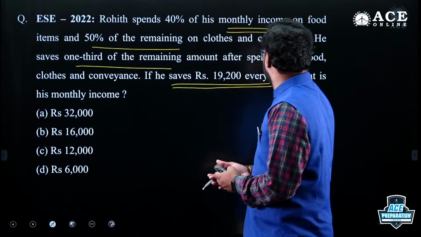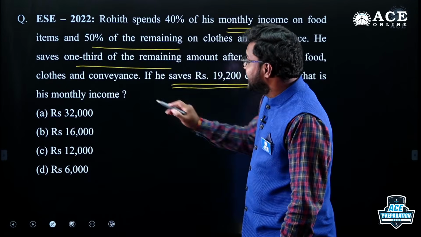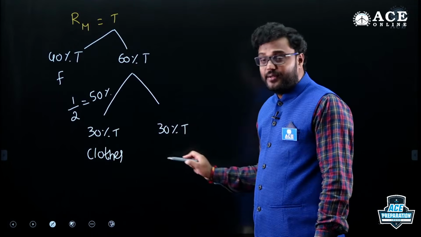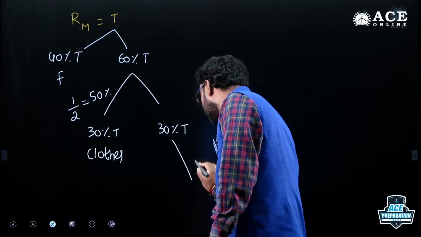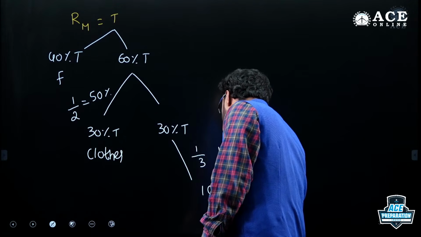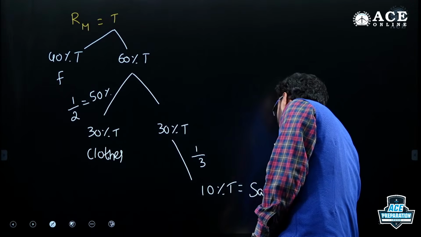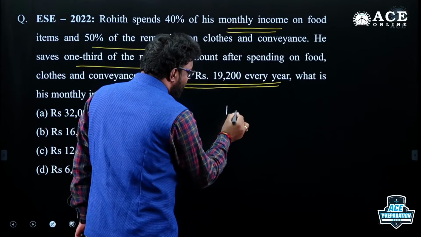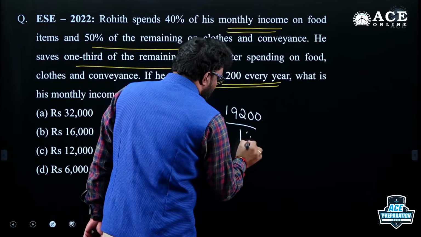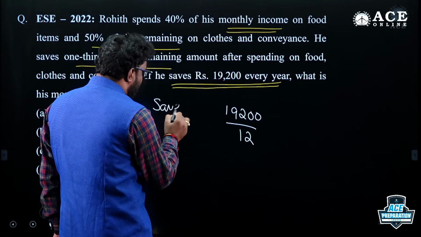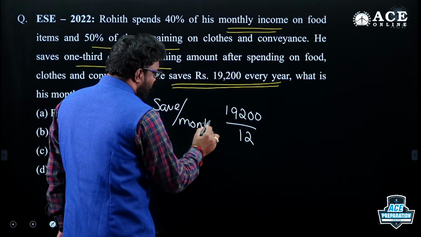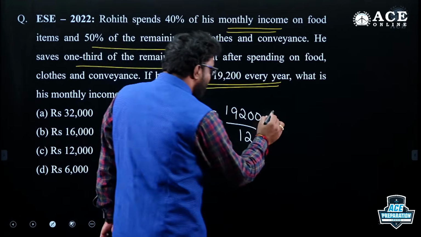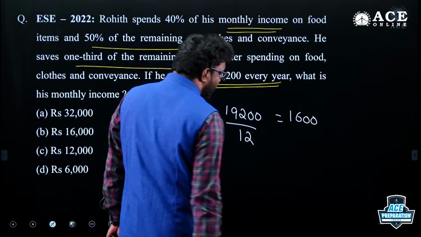Now what they mentioned in the question, this is for clothes and convenience, but he saves 1/3 of the remaining amount. So what is the amount here? 30%. He is saving 1/3 of this. 1/3 of this means 10% of T is saving. Now here in the question, 19,200 divided by 12, because this is per year. How much are you saving per month? We have to convert, because they are asking regarding monthly income. Saving also we require per month. If we just do this one, we got 1,600 here.